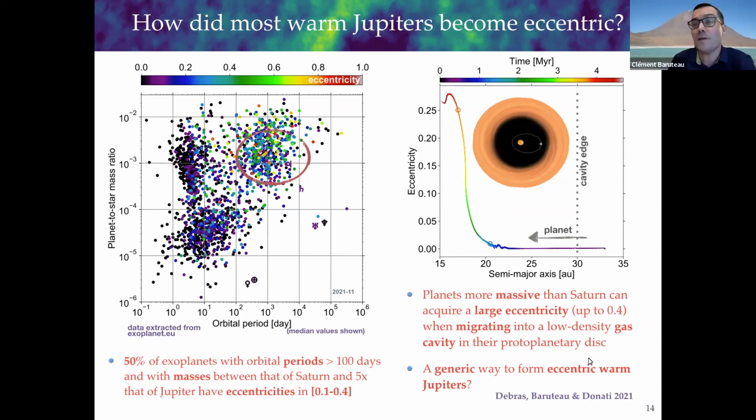So this is something that we have recently revisited with Florian Debras and Jean-François Donati. And the idea that we had is that since we do tend to observe a lot of cavities in the protoplanetary disk emission, like in the dust continuum emission, but also in the gas emission. I mean, most disks with a dust cavity also happen to have a decrease in the gas density within the cavity.